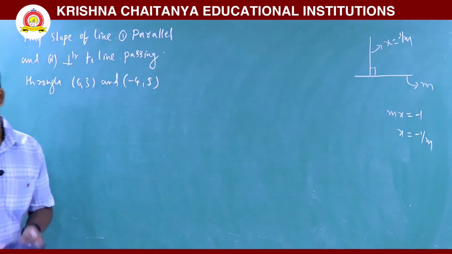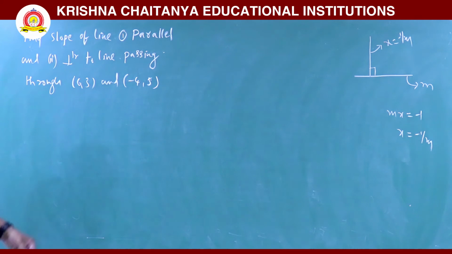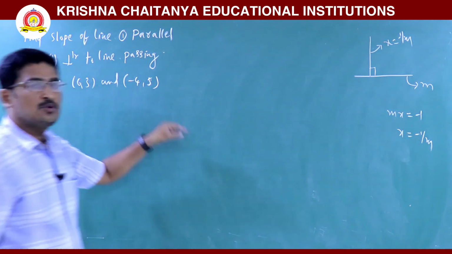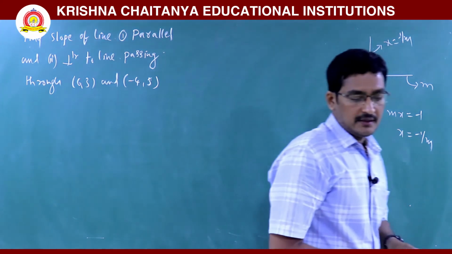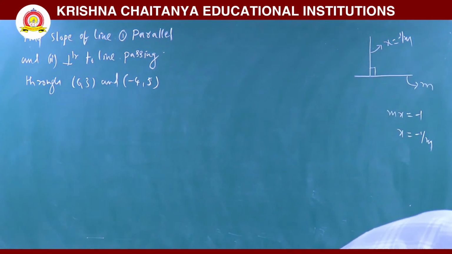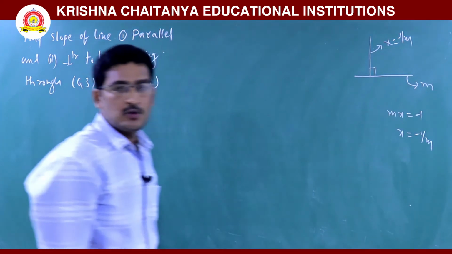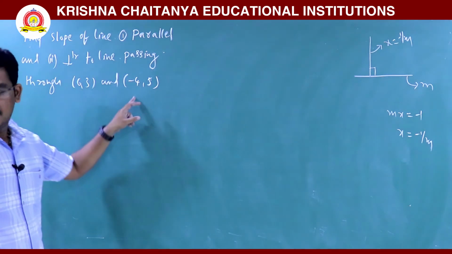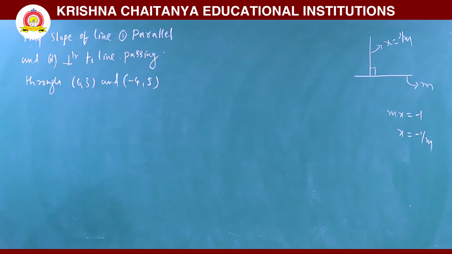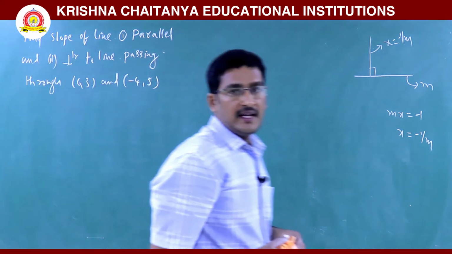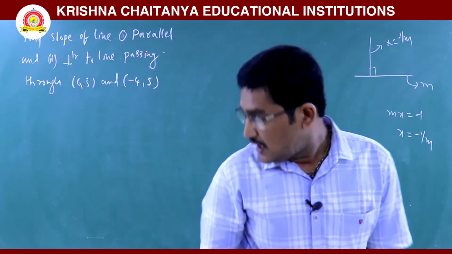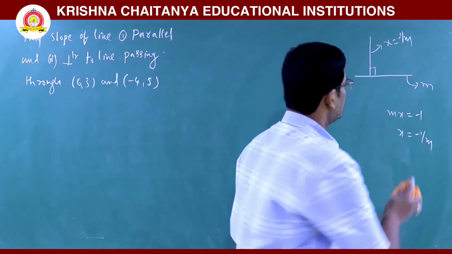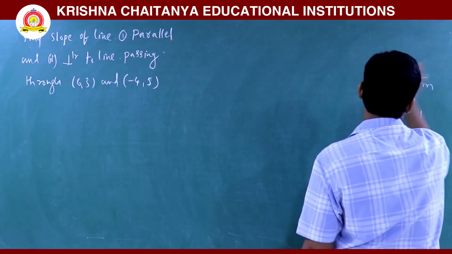You have to find the slope of the line which is parallel to and perpendicular to the line passing through these 2 points. So you will get 2 slopes here. Suppose this is A and this is B, then you need the slope of a line which is parallel to AB bar, and also the slope of the line which is perpendicular to AB bar. Okay, listen to me.